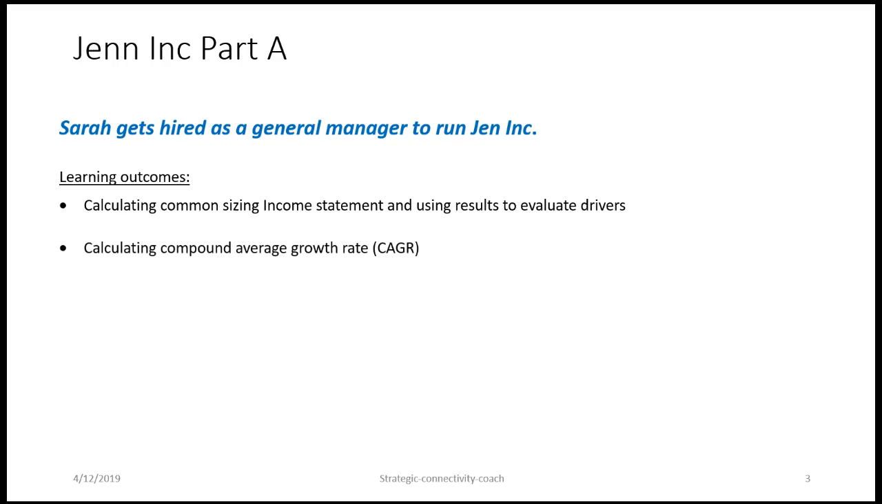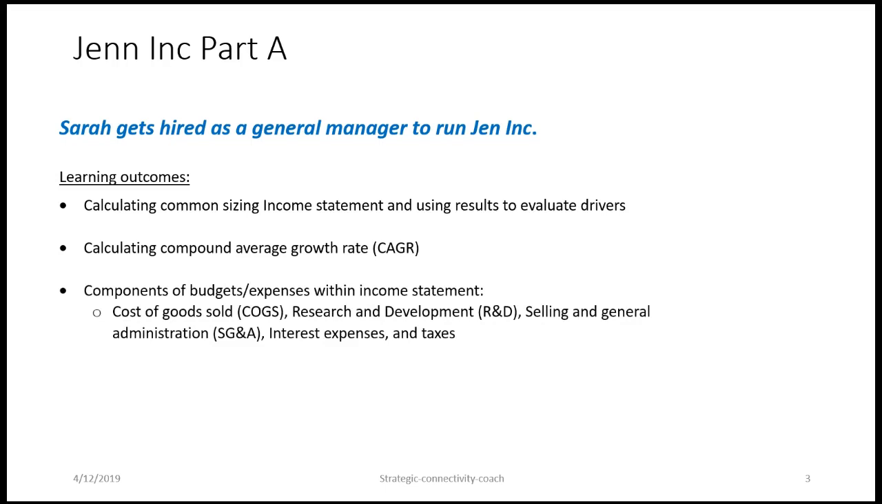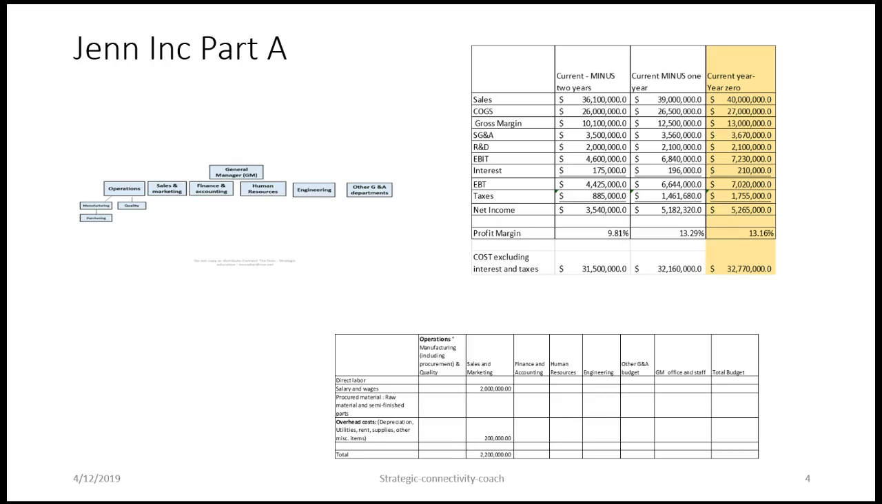Why was that important? Because it allows us to see, if I look at each of the components, how does it grow? We also looked at the understanding what are the components within the income statements, the cost of goods sold, your research and development, your SG&A, selling and general administration, interest expense, and taxes. And then in this case, we also started to understand how the organizational budgets are connected with the income statement. And understood what is the fixed cost, what's the variable cost, what's the break even, and so on.